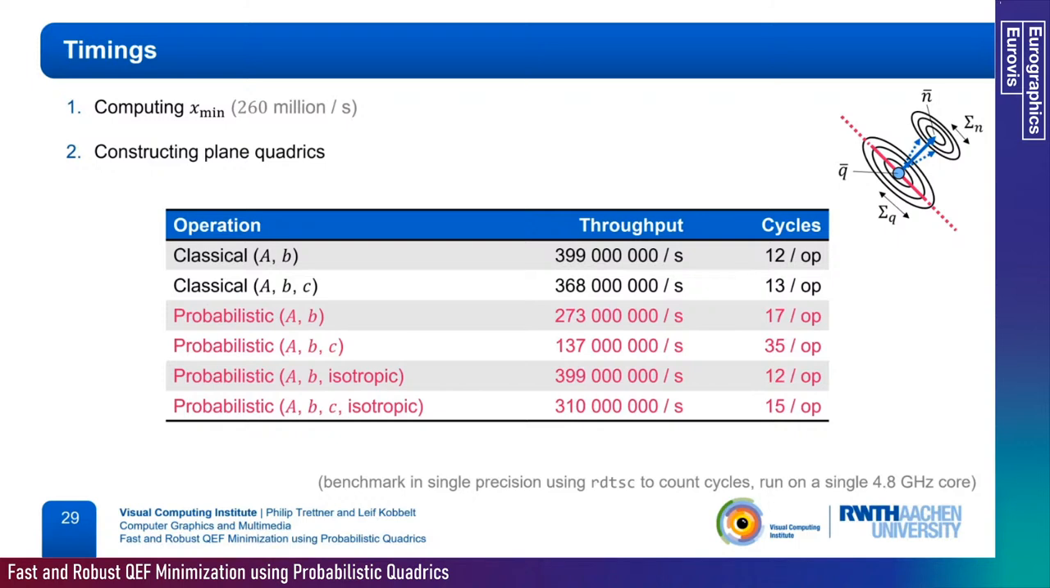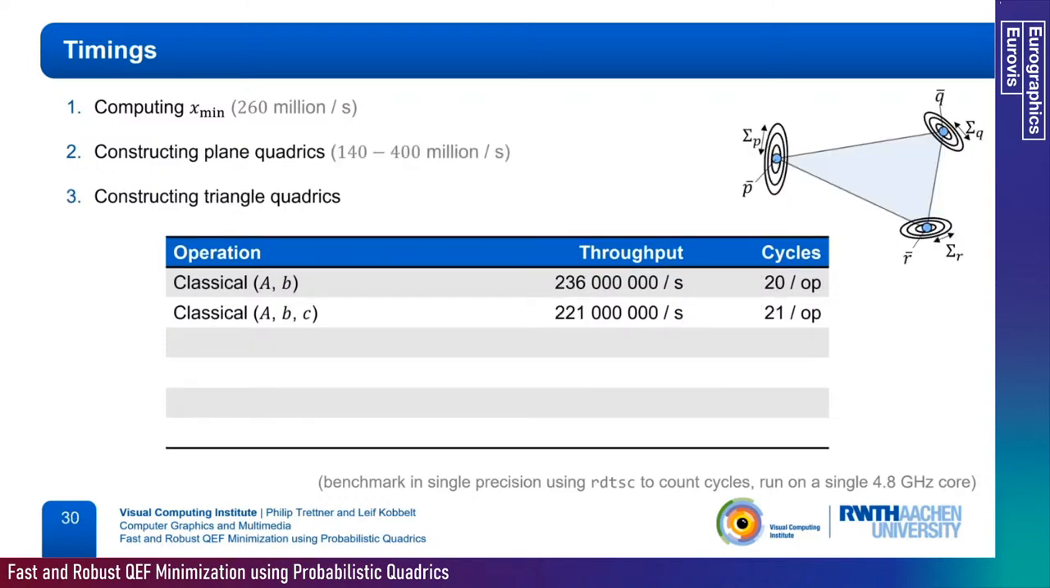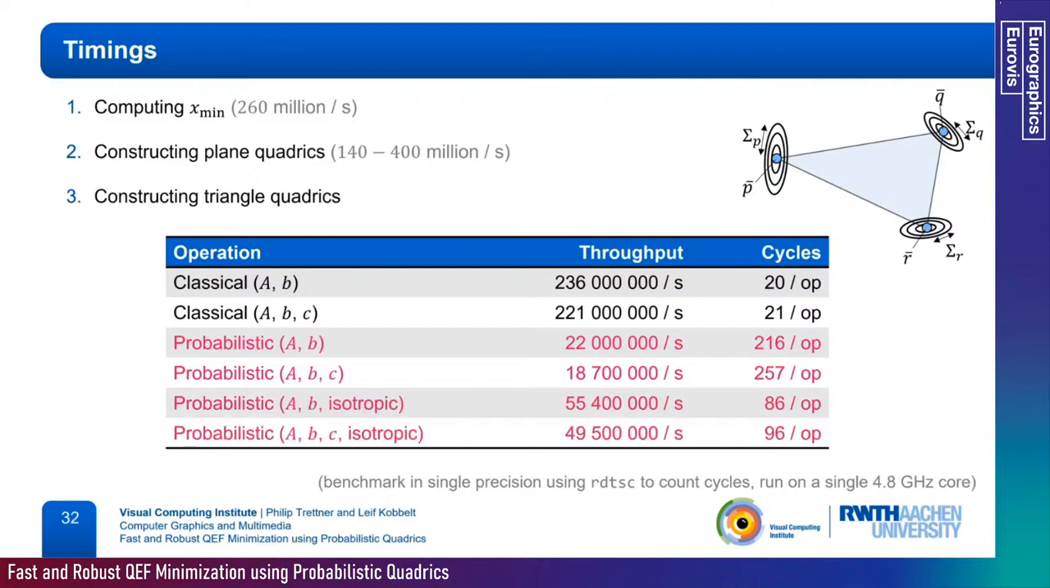So it's not really slower than the classical one. The probabilistic triangle quadric, however, is more complex to compute and thus also more expensive in the construction. The classical one takes between 20 and 21 cycles, and the full probabilistic one takes around 10 times as long with 210 to 260 cycles per operation. Here again, if you only need an isotropic noise model, you regain some of the performance, but you still have around 90 cycles per operation left.